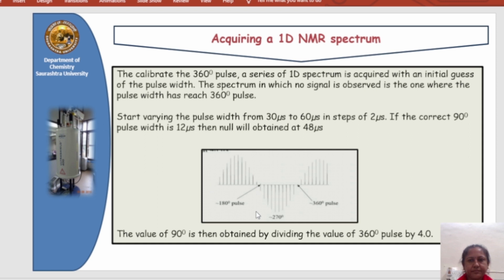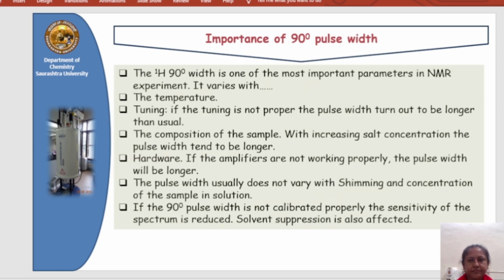So we can do 90 degrees, further 90 degrees, which is 180, opposite to that; then further 90 means 270, and we can get the negative signal. Further we apply 90, so it is 360, there is no signal, and further we can increase, and the next scan will start. So we can get the peak. This is known as the pulse width correction or calibration. It is also one important thing related to the recording of the NMR spectrum.